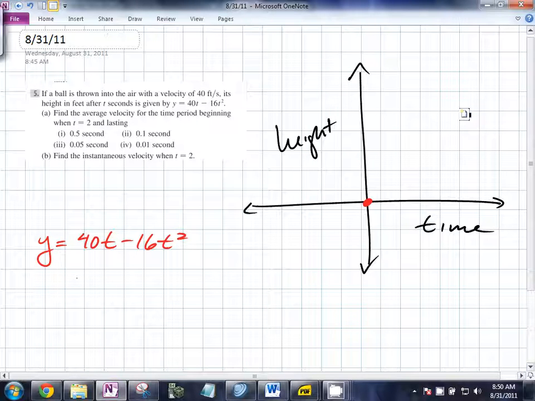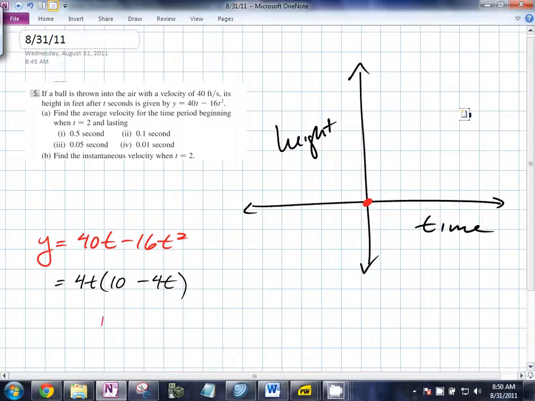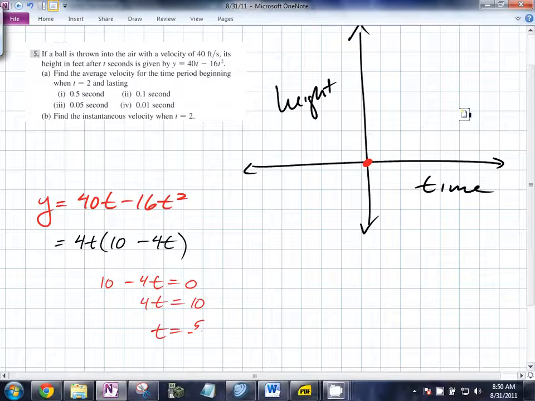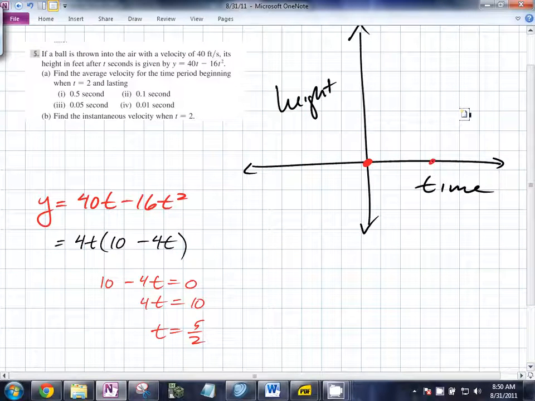How would you go about finding the intercepts really easily? What would you do first? Factor. I love factoring. So if you do that, you know one of them is 0, but what's the other one going to be? Well, you know that 10 minus 4t has to be 0, so 4t is going to be 10, so t is 5 over 2. Do you agree with that? We'll just call that 5 over 2.